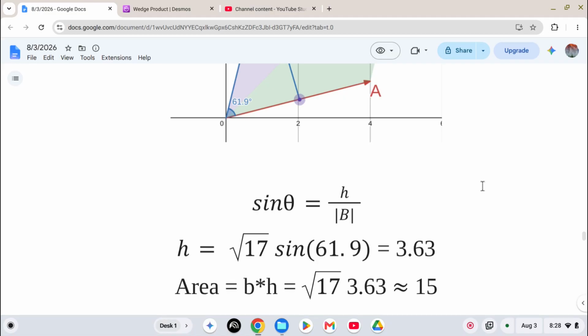Now, the area is base times height. We know the base, that's the magnitude of A, the square root of 17, times the height, 3.63. This is approximately equal to 15. These are irrational numbers, so it's like 14.99999.